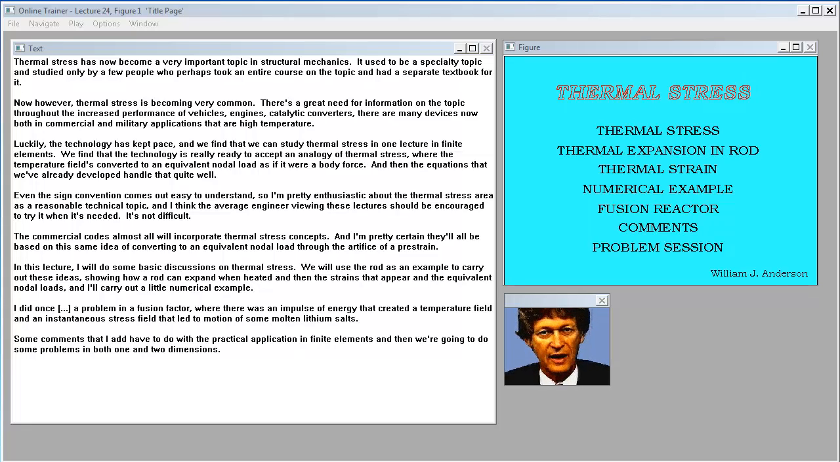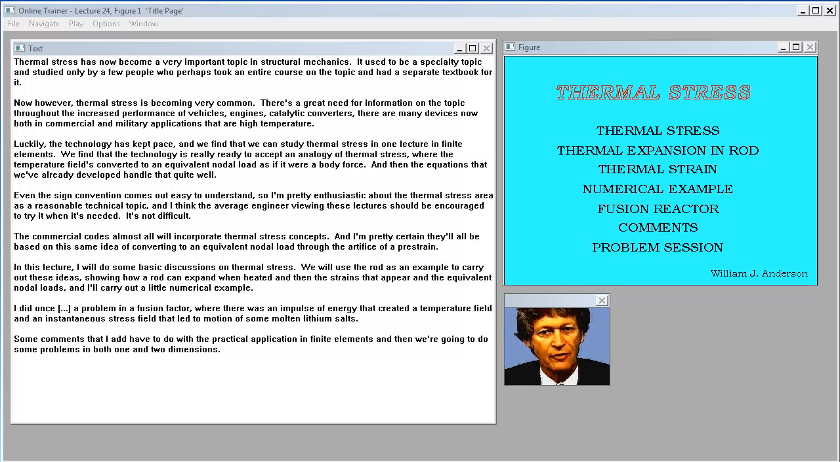Thermal stress has now become a very important topic in structural mechanics. It used to be a specialty topic, studied only by a few people who perhaps took an entire course on the topic and had a separate textbook for it. Now, however, thermal stress is becoming very common.